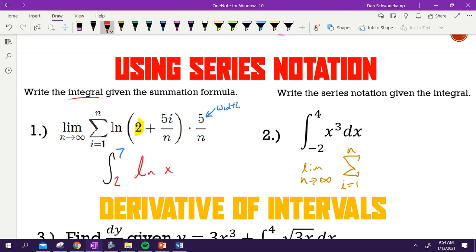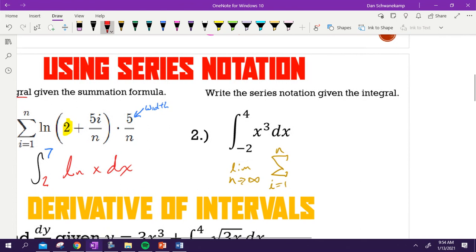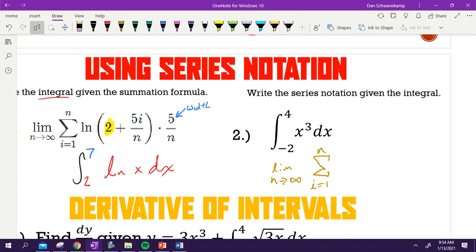Natural log of x, because this whole guy is plugged into that natural log equation. That is my integral. If we're doing it the other way, so we're doing this exact opposite, okay? We're setting this thing up.